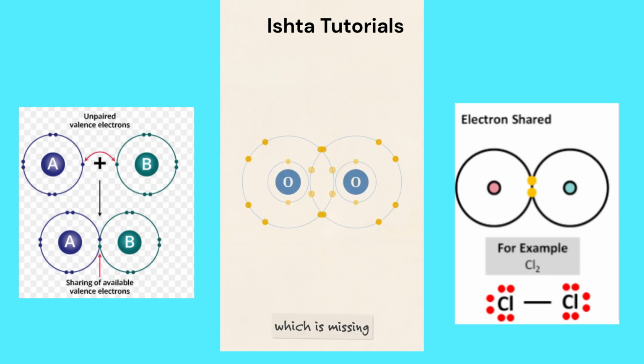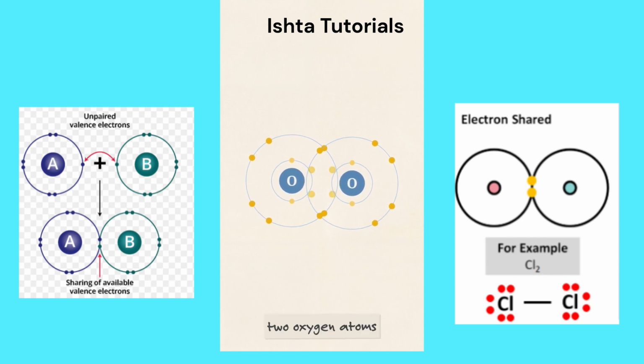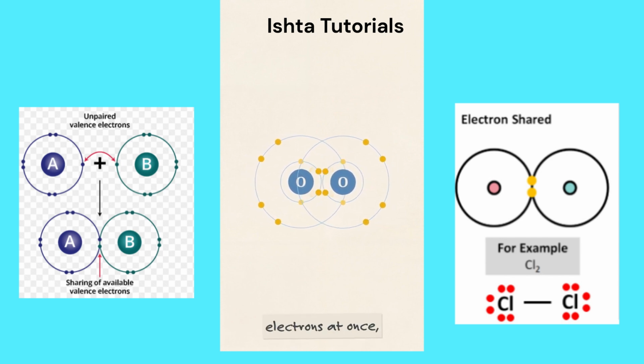Take oxygen, which is missing two electrons in its outer ring. So two oxygen atoms share two pairs of electrons at once, forming a strong double covalent bond.